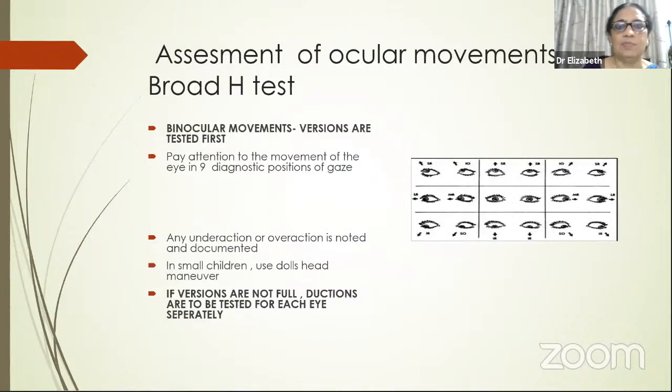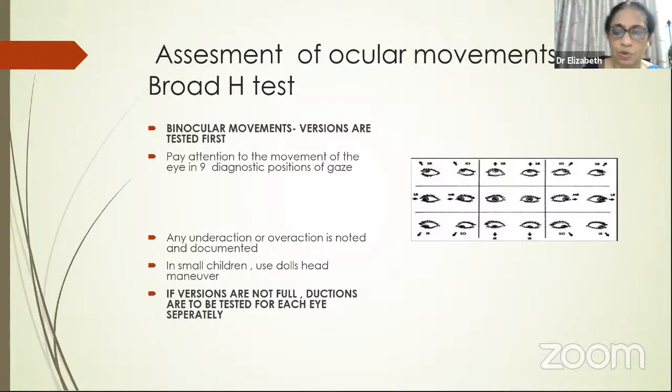And one word about the assessment of ocular movements. First, when a patient comes to you for strabismus examination, we have to first examine the binocular movements. With both eyes open, using a small pen light, first in the primary position, then move in different directions in the form of an H. It is known as the broad H test. In the direction of the H, you test the primary position, dextro elevation, dextroversion, levoversion, then levo elevation, levo depression, dextro depression, and then direct elevation and direct depression.